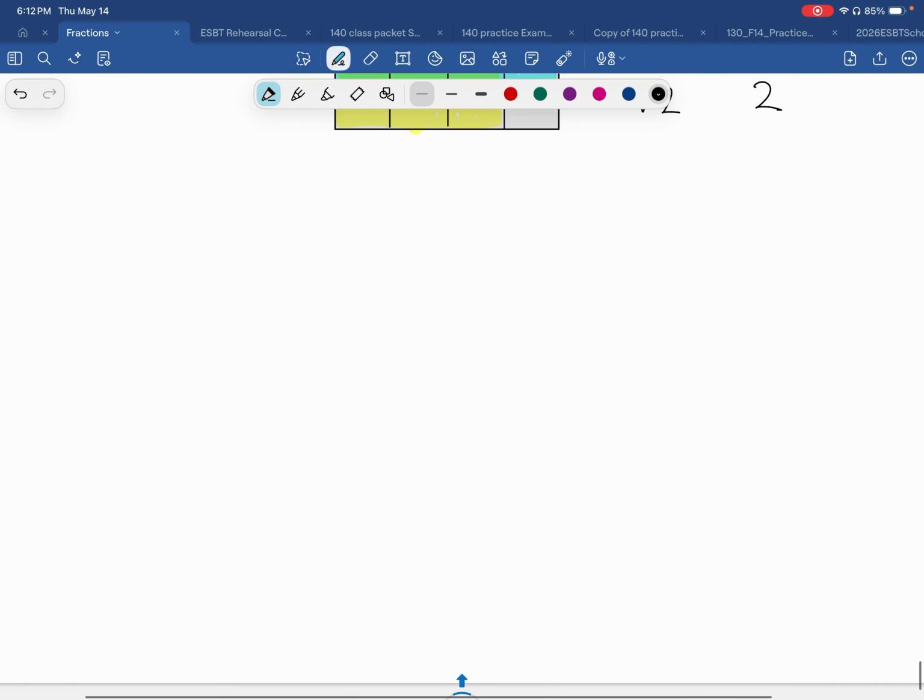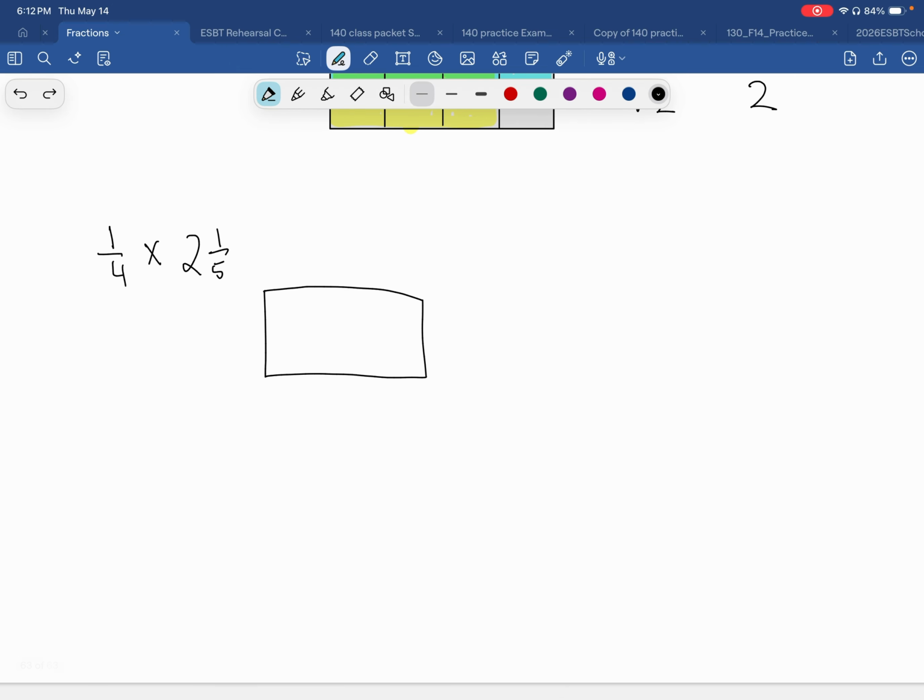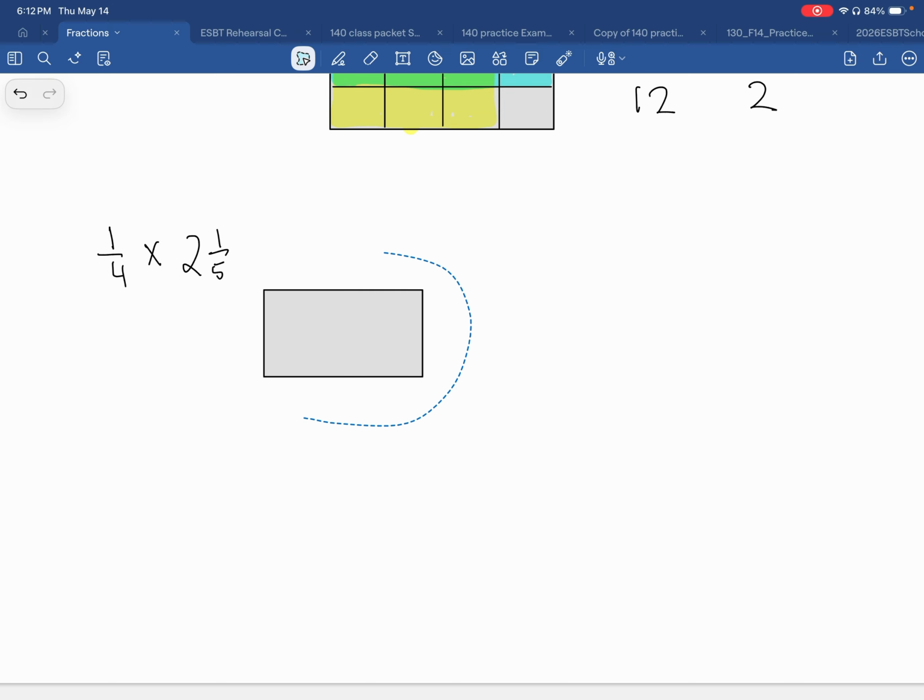And then let's do one last example. So I want 1/4 times 2 and a third. Now let's make it 2 and a fifth. Okay, so 2 and a fifth. There's a whole one. And I'm just going to cheat and reproduce. There we go. There's 2.